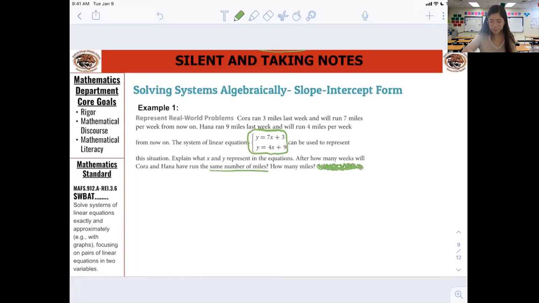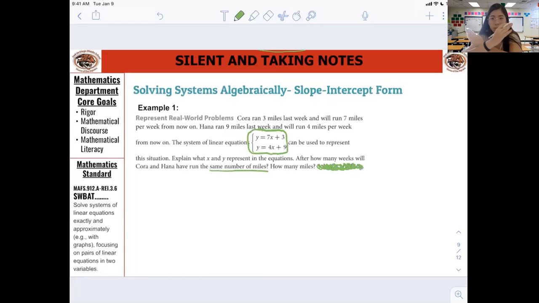Because we're not going to graph. We're going to do things algebraically. We want to know after how long will they run the same amount. We want them to be the same, okay? So when you don't have a graph in front of you, I mean, if I did have a graph, I could graph it and then find the place where they do what?